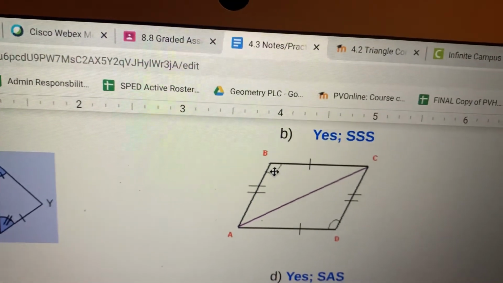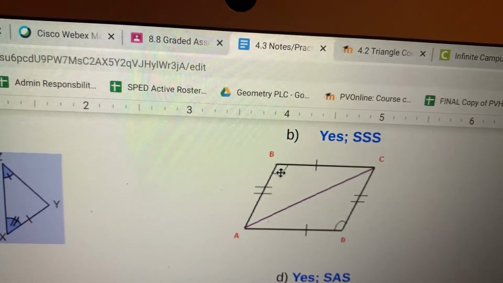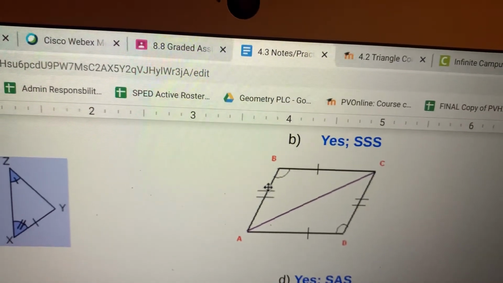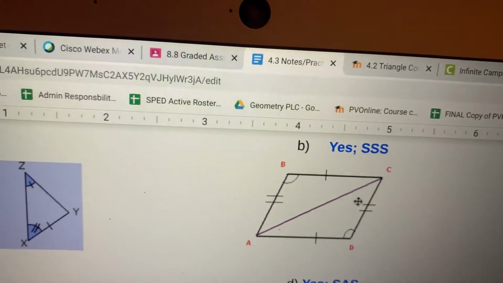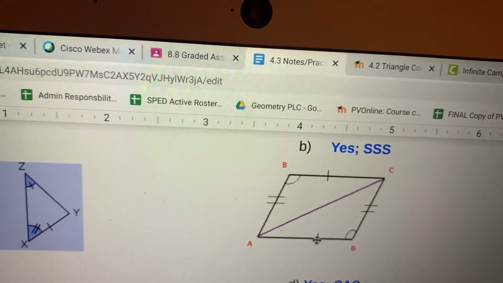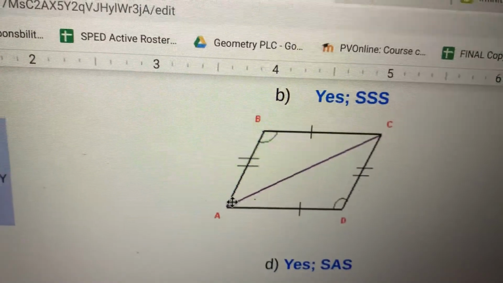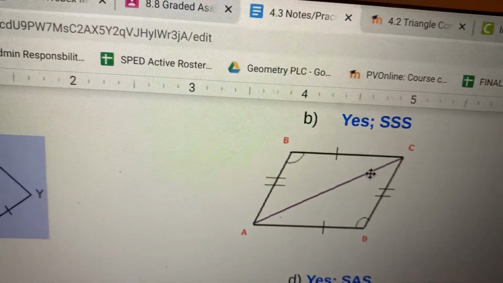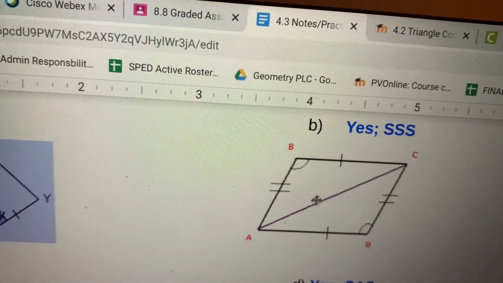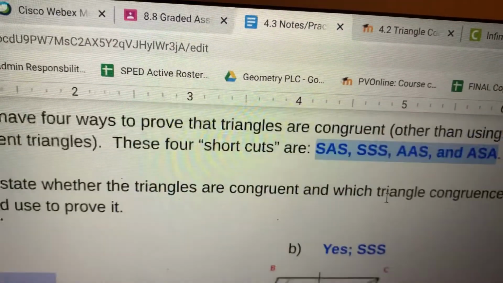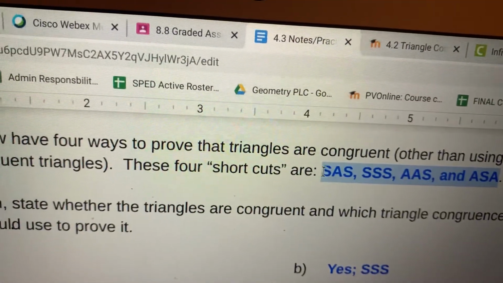Oh, actually this one could be both. It could be side, side, side, and it could be side, angle, side. And then what she talks about in the video is that because they share this line here, they also share that side. So it could also be SSS, which is I think what she says in the video, but we also know that it could be side, angle, side. So that one could actually be both.